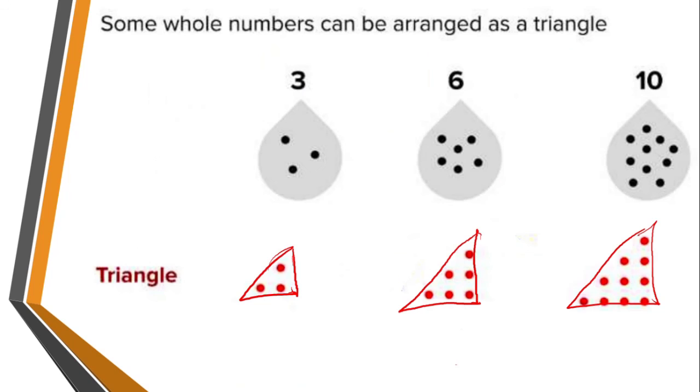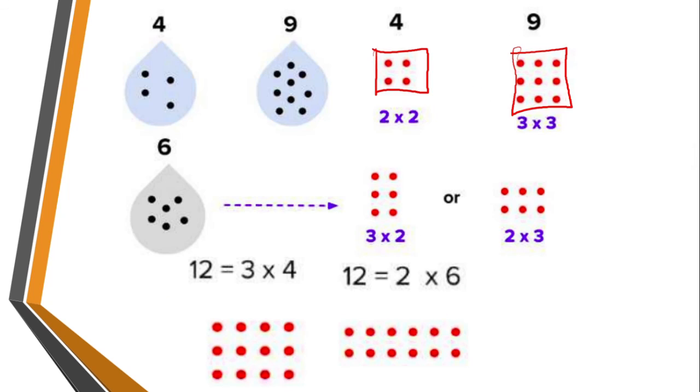Now, numbers like 6 can be arranged as a triangle and also as a rectangle. As I said, 6 can be arranged as a triangle, and it can also be arranged as a rectangle. And in rectangle also, it can be arranged in two forms. One is vertical form and the other is horizontal form. The vertical form will be 3 into 2 and the horizontal form will be 2 into 3.